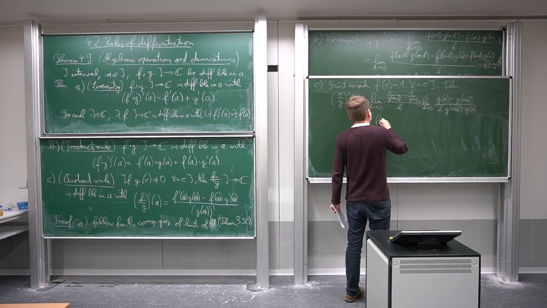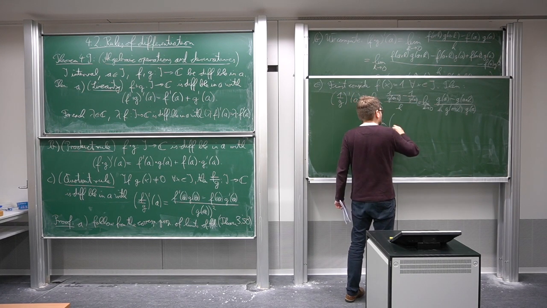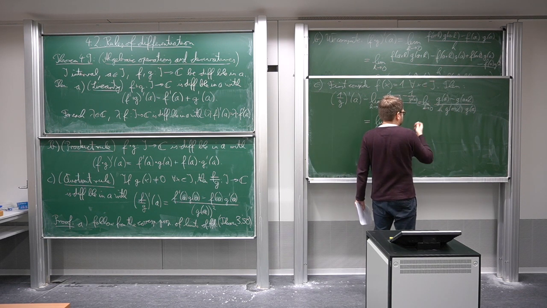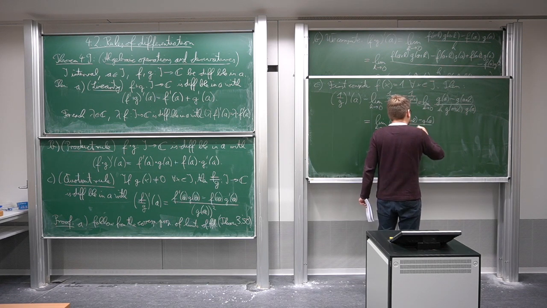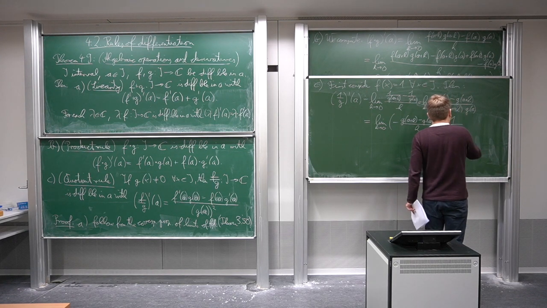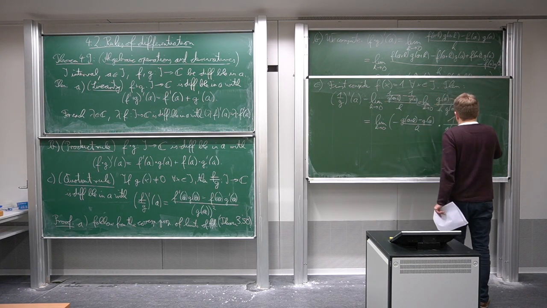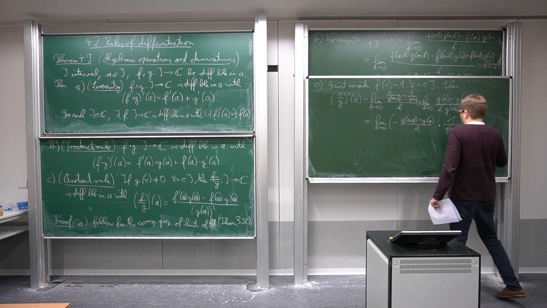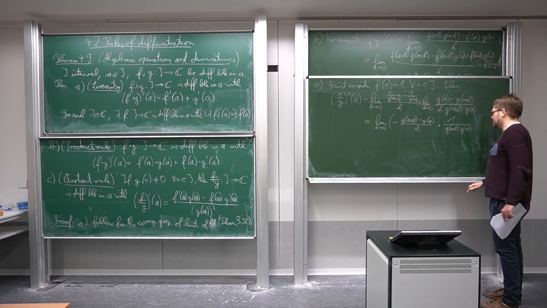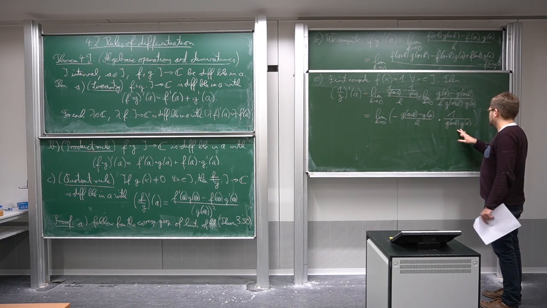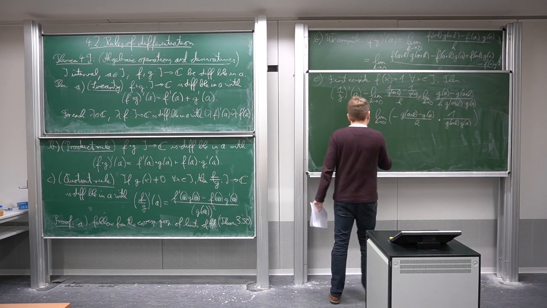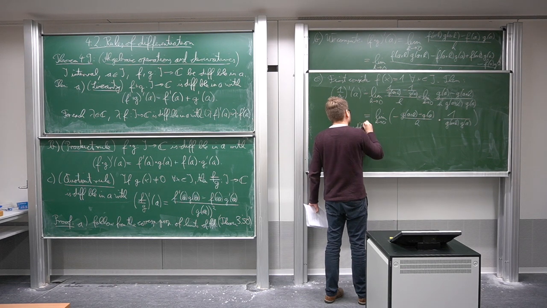Okay, now let's reorganize this. This is the same as the limit of h going to 0 of, and now I will change the notation a little bit, minus (g(a+h) minus g(a)) divided by h, and this whole thing multiplied with 1 over g(a+h) g(a). Okay, if we take a look at these two separately, here we can again use that g is continuous and differentiable in a, and here that it is continuous in a. So this is only using that g is differentiable in a.